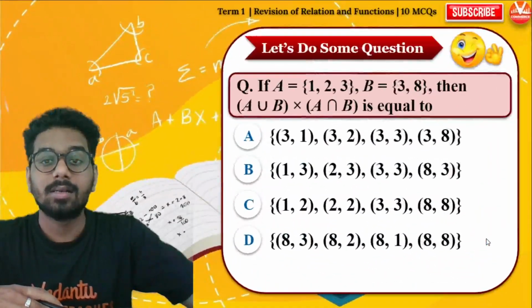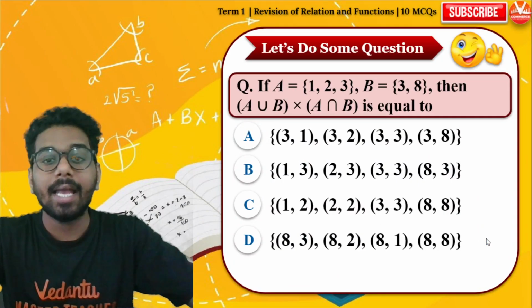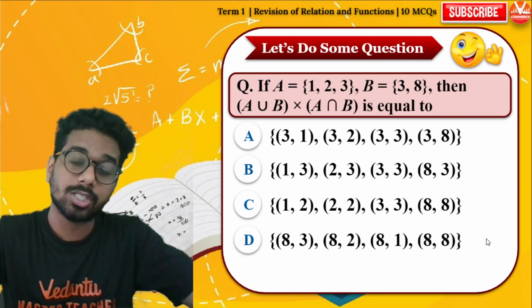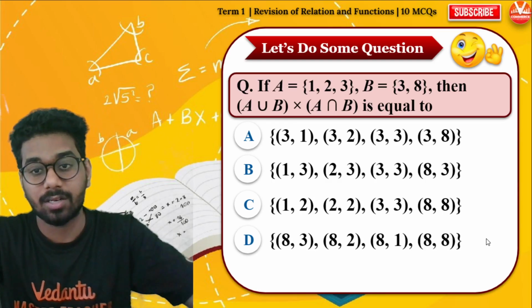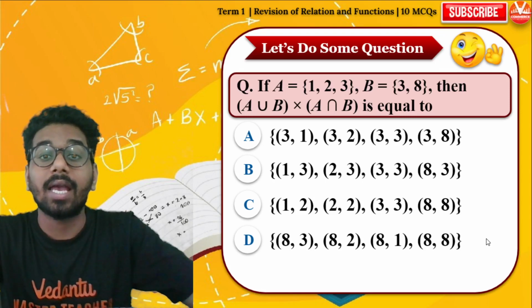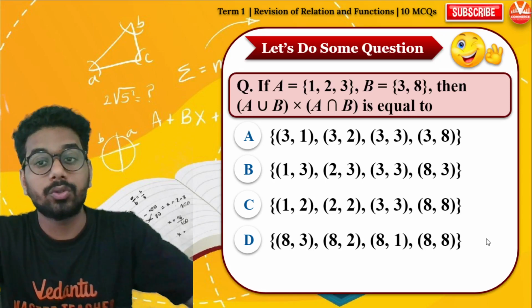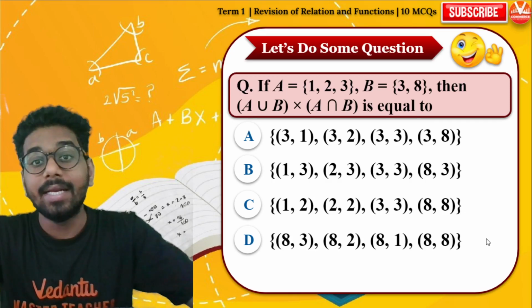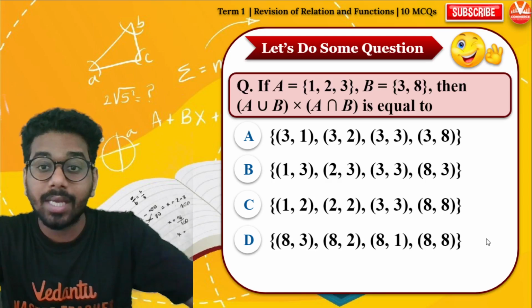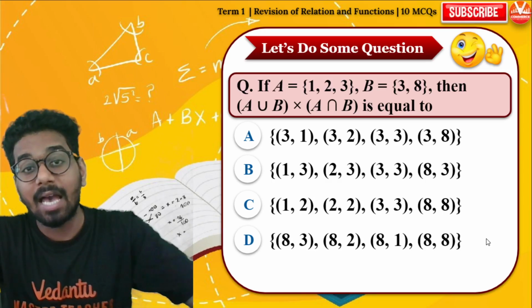Yes. Now, next question is (A union B) cross (A intersection B). Now, this is a mix of the first chapter and the second chapter, sets and relations and functions. So, A union B means everything in A and B. It's {1, 2, 3, 8}. A intersection B is what is common in both. It's {3}. So {1, 2, 3, 8} cross a set having just 3.